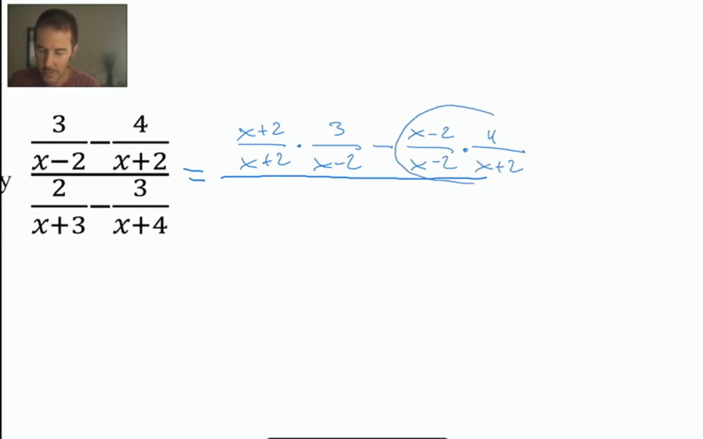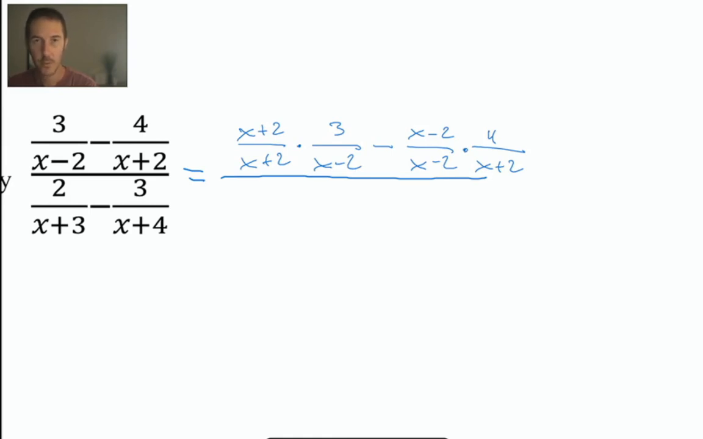You can see now here that when we multiply those fractions together, the new fraction will have a denominator of x minus 2 times x plus 2, which is the same as the denominator we created by multiplying those fractions together, which means we have just created a common denominator.